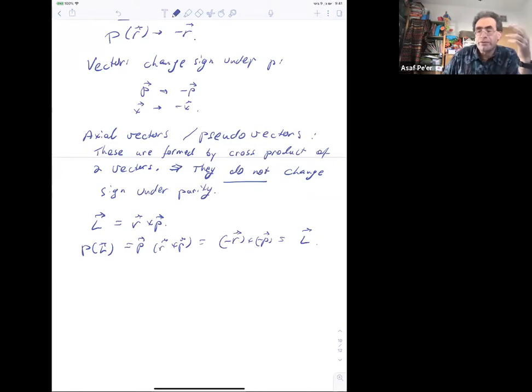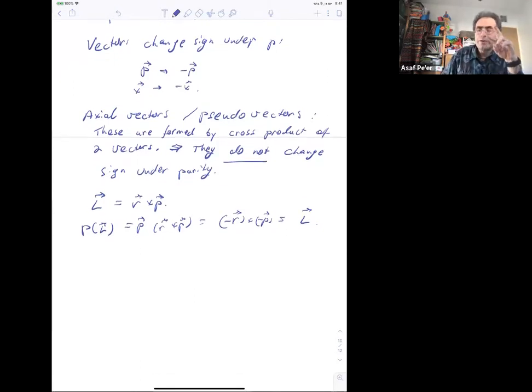Now, they are vectors in the sense that a vector is defined by the way it is transformed under the Lorentz transformation. So they will be transformed like vectors under Lorentz transformation, but under parity, they do not change sign. And that discriminates them from real vectors. All right? You with me? Okay.